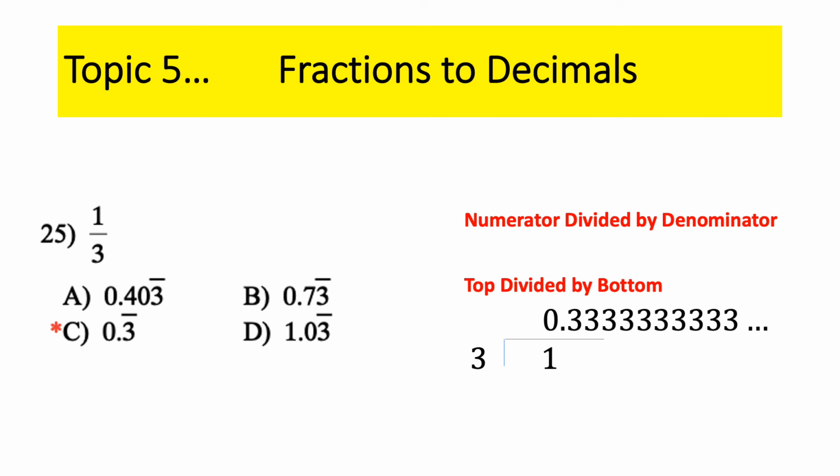Other times, you may get repeating decimals. Now look at the answers. What number is being repeated there? There's a 3, right? So therefore, the answer is C. No, I'm not going to get into long division. Just remember which number goes to the inside. So that's fractions to decimal, pretty simple.